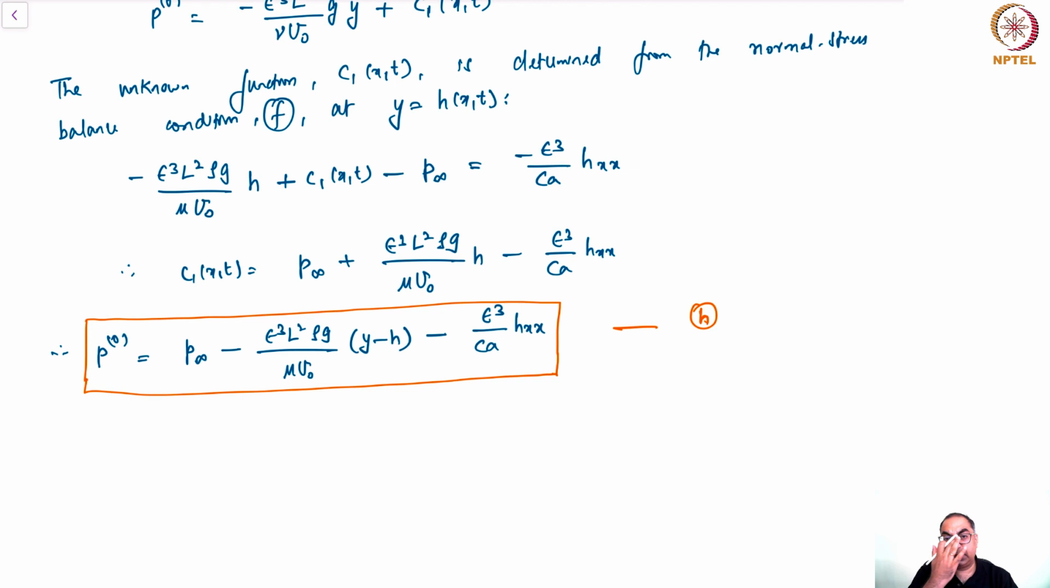And you can also verify that at y equals 0, again for an interface without curvature, the pressure is more than the atmospheric pressure P infinity. By how much? It's more by a factor of epsilon cube L square rho g by mu u naught. The reason for that is because as you go down, the pressure increases, right?